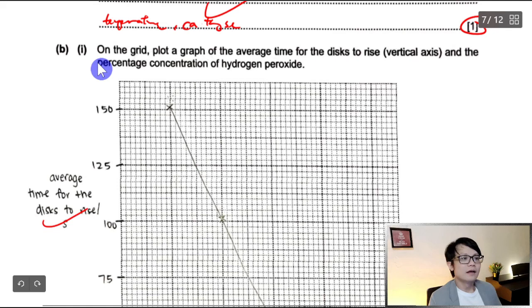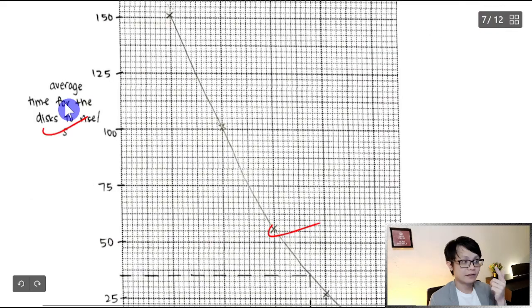1 mark is for the scale, so the scale is correct and you get 1 mark. 1 mark is for the labeling: he wrote the title and the label in terms of 1%, correct. This one the student also got right, and he wrote S for second, so you got 2 marks. 1 more mark is for the line plotted correctly. Your line is plotted correctly, you get 1 mark, so the student gets 3 marks for this one.